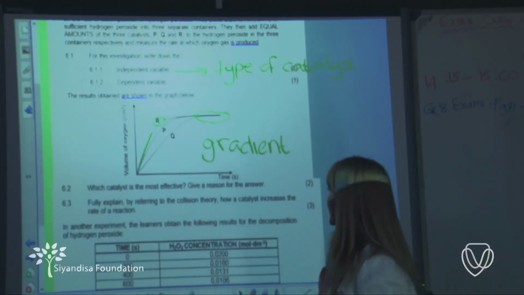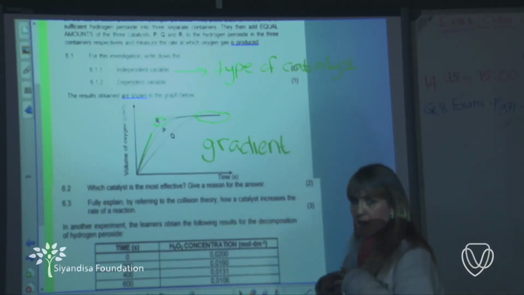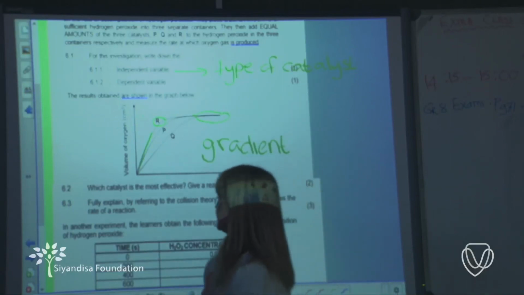Right, follow the little recipe. Make sure that you answer in a nice, complete way.